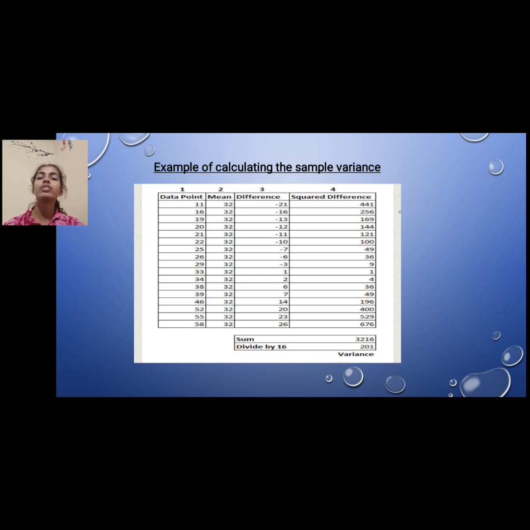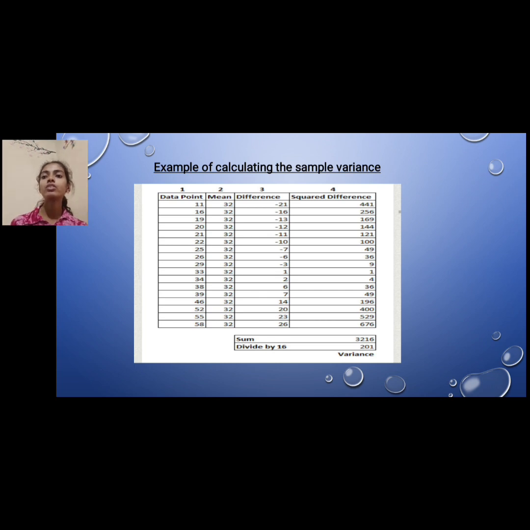The squared difference means squaring each difference, like 21 times 21, 16 times 16, 13 times 13. The squared differences are 441, 256, 169, 144, 121, 100, 49, 36, 9, 1, 4, 36, 49, 196, 400, 529, 676. The total, or sum, is 3216, and that divided by 16 is equal to 201.